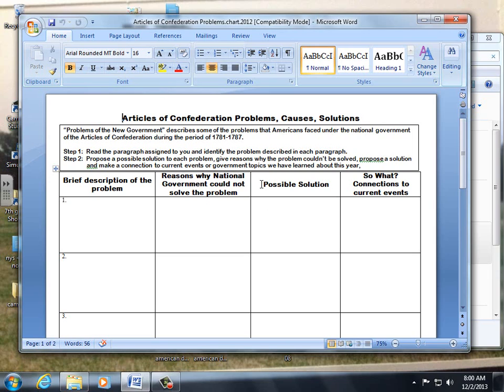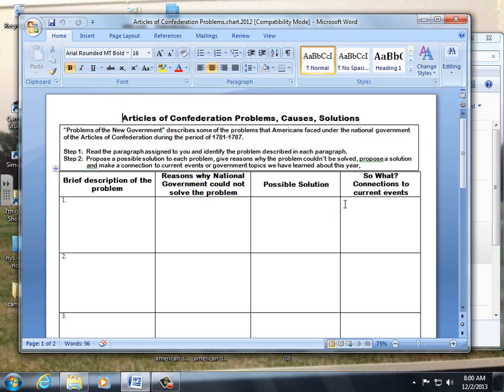We want you to have dialogue with your partners to try and think of a reason or a possible solution to that problem in those times. So go back to the time frame 1781 to 1787 and think, well, what might have been a possible solution? How could they have possibly fixed this problem?